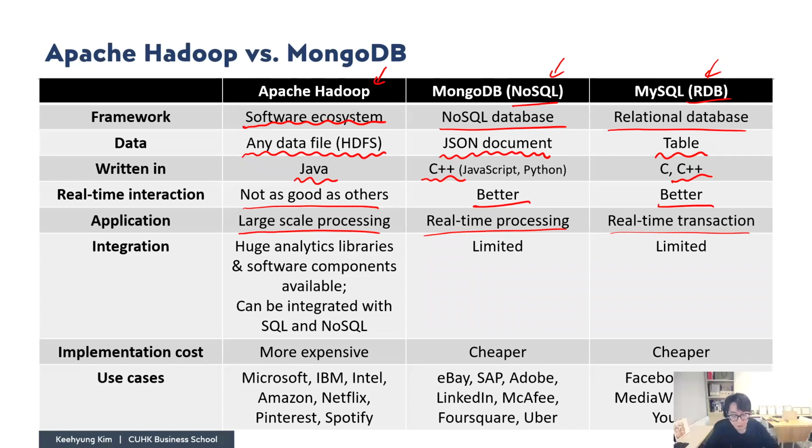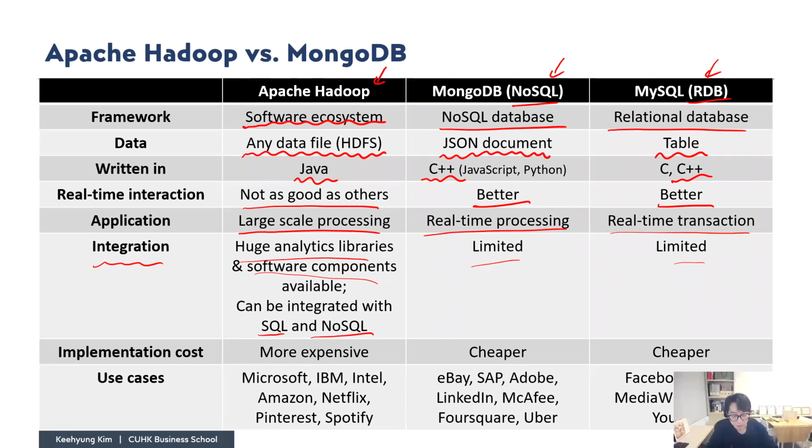With Apache Hadoop, you can integrate many other things because it's a software ecosystem. There is a huge analytics library, something like Spark. And there are many software components you can add into the system. Even MySQL and MongoDB, you can integrate with Apache Hadoop. That is also possible. MongoDB and MySQL by themselves are database software, so integration is of course limited.